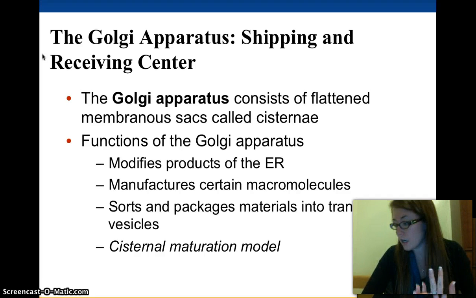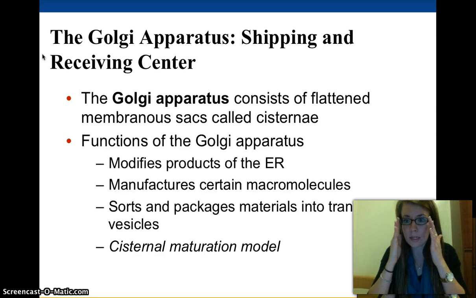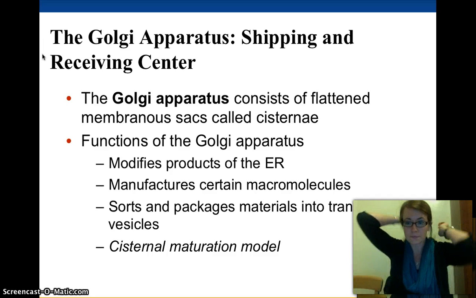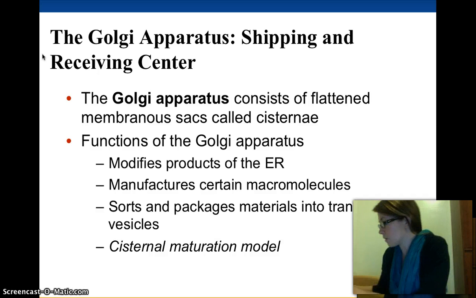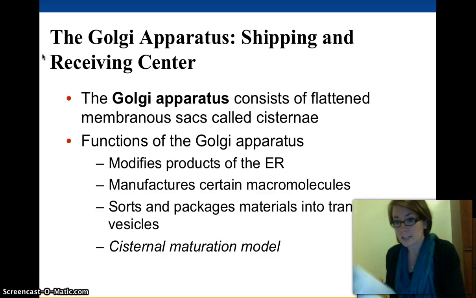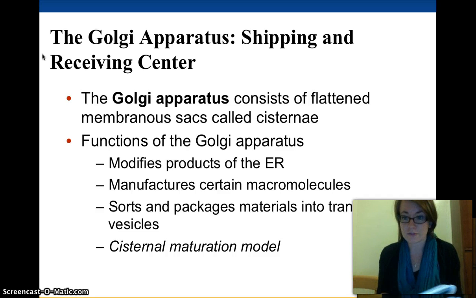So the ER, both the rough and the smooth, is part of synthesizing materials and sending them to where they need to be, as well as modifying them. So the next step is the Golgi apparatus. And the Golgi apparatus looks very much like the ER in pictures because it is a bunch of flattened sacs made of a double membrane, just like the ER is.